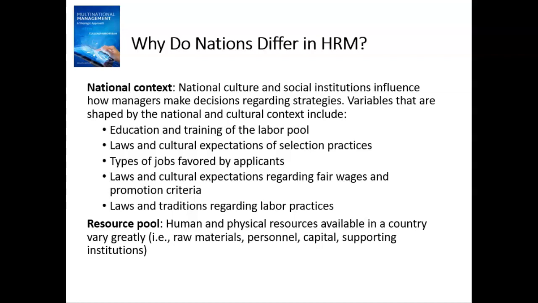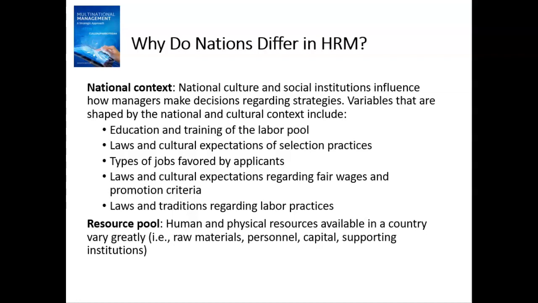Multinationals need to consider the types of jobs favored by applicants. For example, in Japan, people have a preference for working for large corporations. Of course, the local laws and cultural expectations regarding fair wages and promotion criteria. For example, in the US, which is an achievement-oriented society, pay for performance is very popular. But in other societies, ascription-oriented societies, status and seniority might matter more. And finally, laws and tradition regarding labor practices. For example, relationships between labor unions and management, which we'll discuss at the end of this chapter.